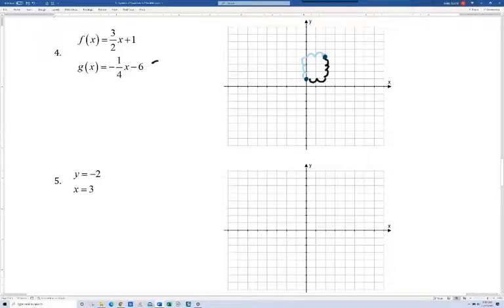So let's go ahead and do that. We're going to go from this point here, we're going to go down 3 and left 2. And so there's another point on the graph. And in fact, I'm going to go down 3, left 2 again. And so here's my line. That's the graph of f. Now for g, we're going to start at -6.